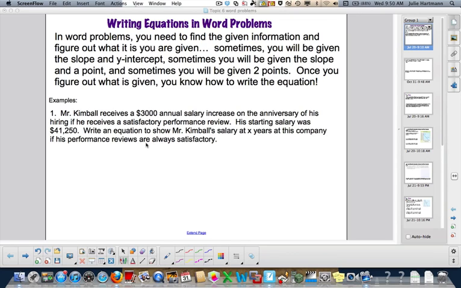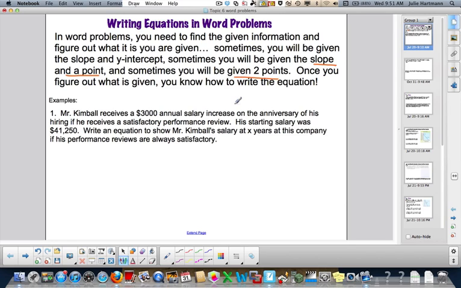All right, today we're going to do some word problems. We need to write equations given information in a word problem. The key is figuring out what you are given, okay? Sometimes you'll be given the slope and the y-intercept. Sometimes you'll be given the slope and a point, and sometimes you will be given 2 points, okay? So you need to figure out what it is you're given, and then you know how to write an equation from there. That's what we've been doing.